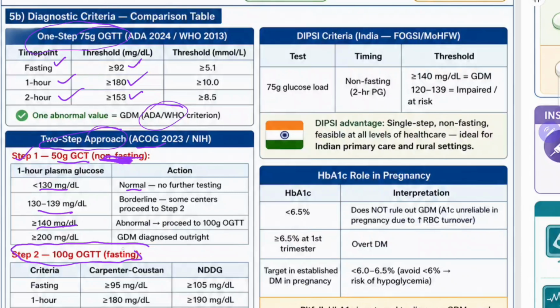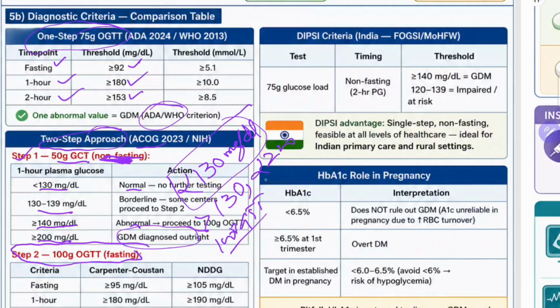If it is more than 140, then it is abnormal. Again you should proceed to 100 gram OGTT. If it is more than 200, then GDM is diagnosed. So remember, in easy words, if the 50 gram glucose tolerance test at 1 hour is 130 milligram per deciliter or less, then nothing is required. If it is more than 130 but less than 200, then you should perform a 100 gram oral glucose tolerance test. But if it is more than 200 in the 50 gram glucose tolerance test itself, then GDM is diagnosed.